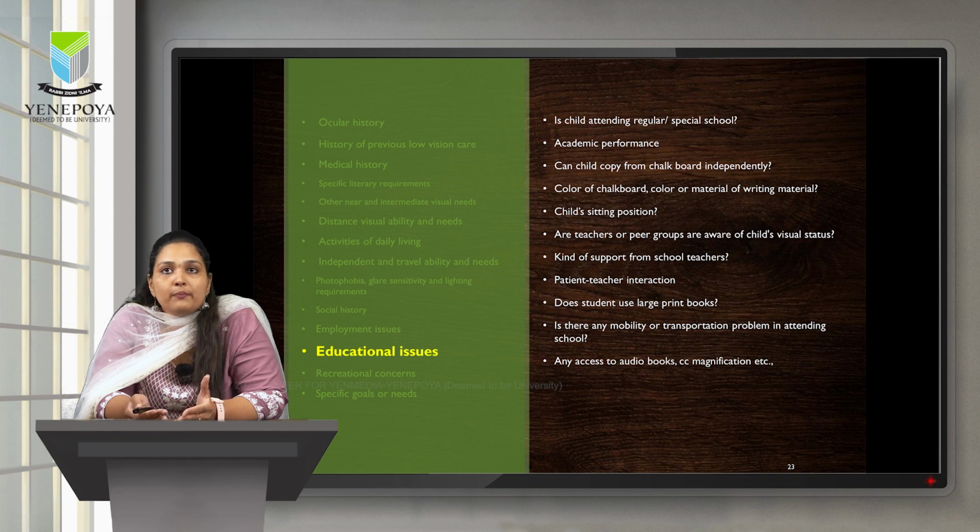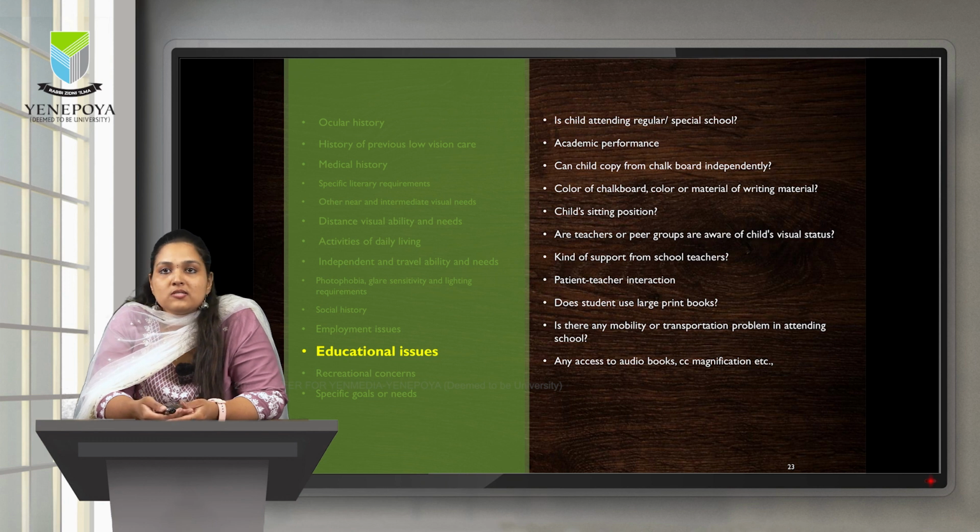Can the child copy directly from the board, or does somebody have to sit next to him and write? How is the child's sitting position? Are teachers or peer members helping him? What kind of help are teachers giving? What is the interaction between the teacher and the child?